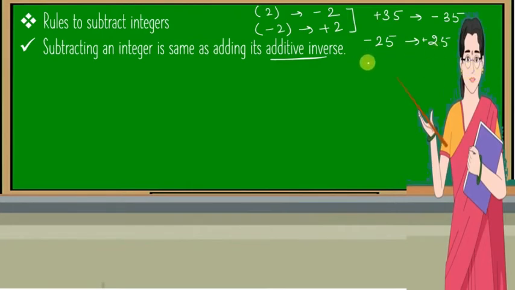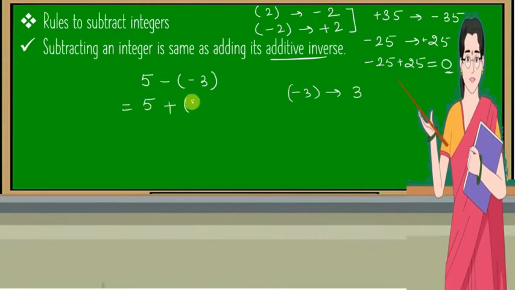For example, if I add minus 25 and plus 25, the result will be 0 because they are unlike integers, so we subtract their absolute values. So 25 minus 25 will be 0 and we know that 0 is neither positive nor negative. So subtracting an integer is the same as adding its additive inverse. Say we have to subtract minus 3 from 5. So what is the additive inverse of minus 3? The additive inverse of minus 3 is plus 3. So it is the same as adding the additive inverse of minus 3. So the answer is 8.